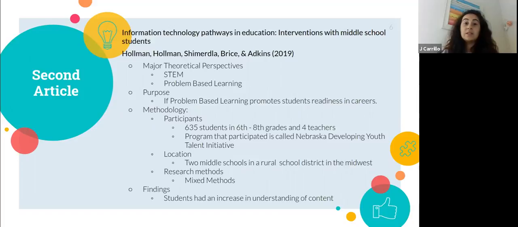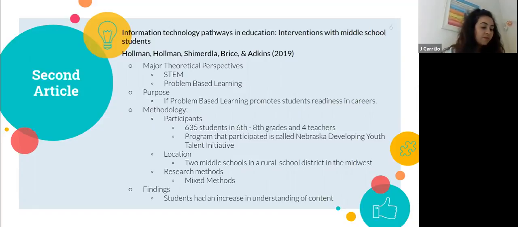635 students in 6th through 8th grades with 4 teachers, and this program was with a program in Nebraska. The location for this study was with 2 middle schools in a rural school district in the Midwest. And then the research methods they used, it was a mixed method study, so they used multiple.